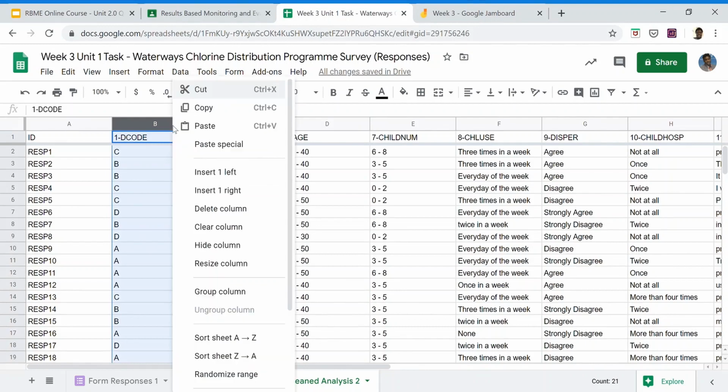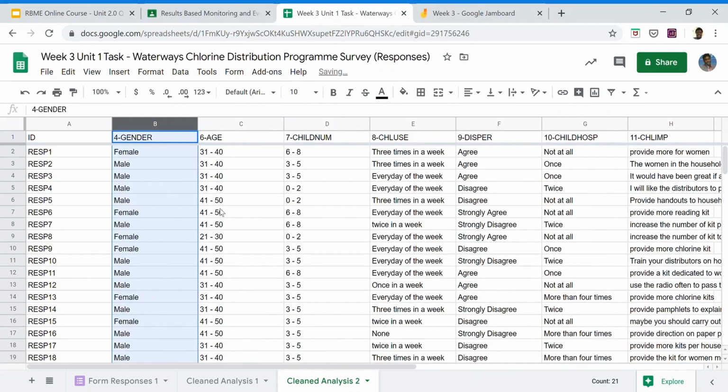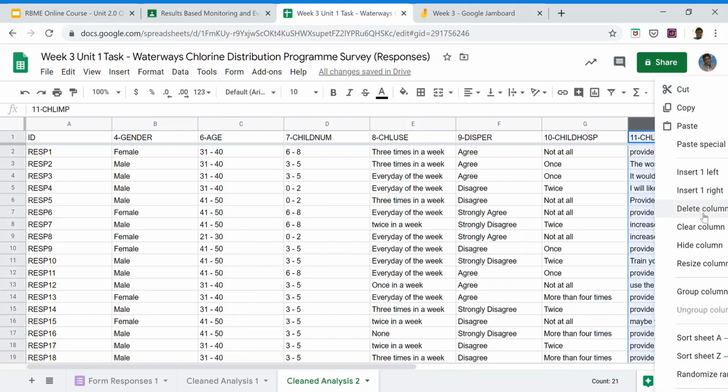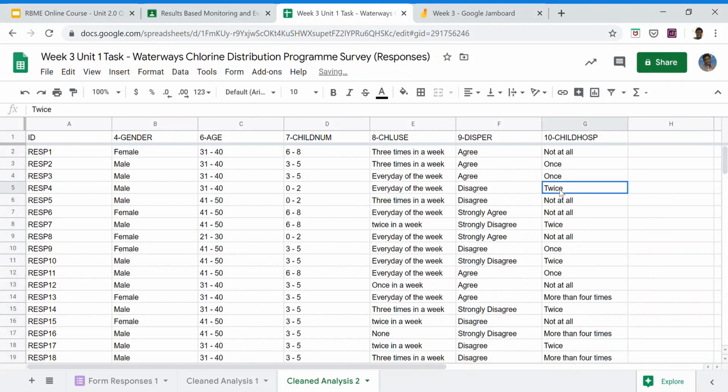I do not need this actually, so I can delete that column. Child number, age, I do not need it. Not important for me. I don't need this as well, which is the qualitative response, delete column. I need something fresh that I can work with. I might not necessarily need this number of respondents also, but it might be useful if I want to know the number of communities.